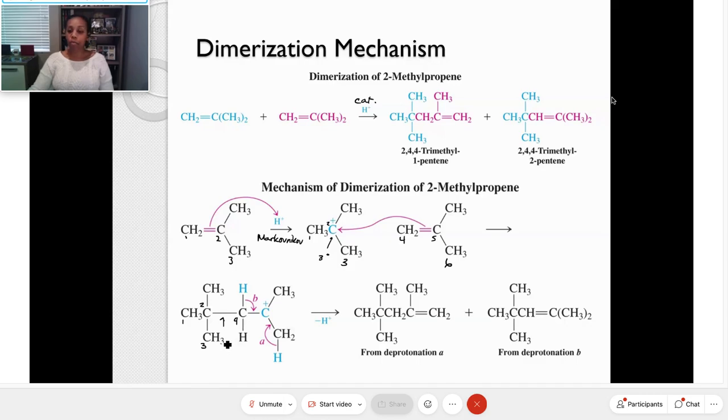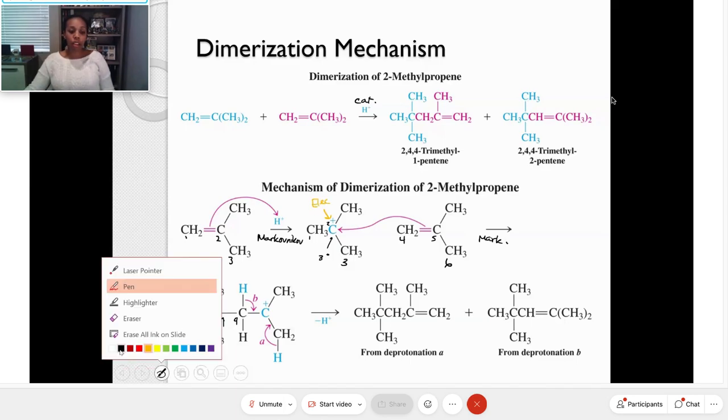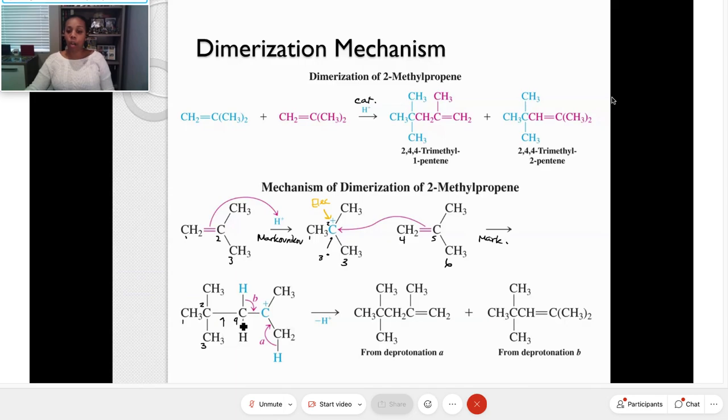Why between carbon 2 and carbon 4 and not carbon 5 and carbon 2? Well, this is still Markovnikov. What did we say? H goes where there are more H's, or the electrophile goes where there are more H's. So what's the electrophile? Carbon 2 is our electrophile. And so our electrophile goes where there are more H's, and so it gets bonded to carbon 4 because that has more hydrogens, so that carbon 5 can be a carbocation. And then we have our carbon 6.